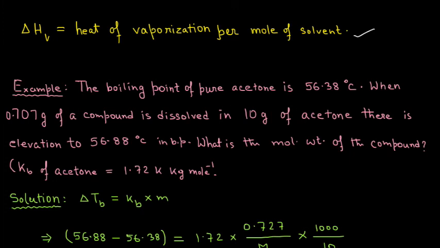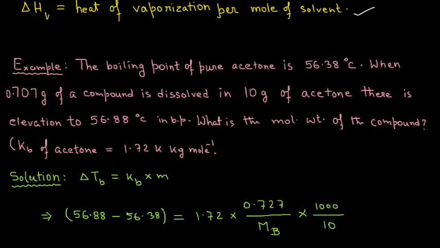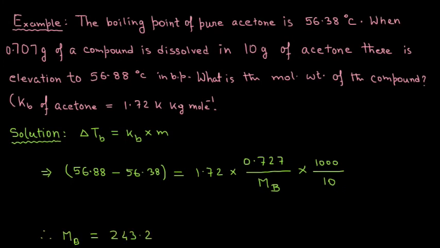Now let us solve examples to get a clearer concept. The boiling point of pure acetone is 56.38 degrees centigrade. When 0.707 gram of a compound is dissolved in 10 gram of acetone, there is an elevation of the boiling point to 56.88 degrees centigrade. What is the molecular weight of the compound?